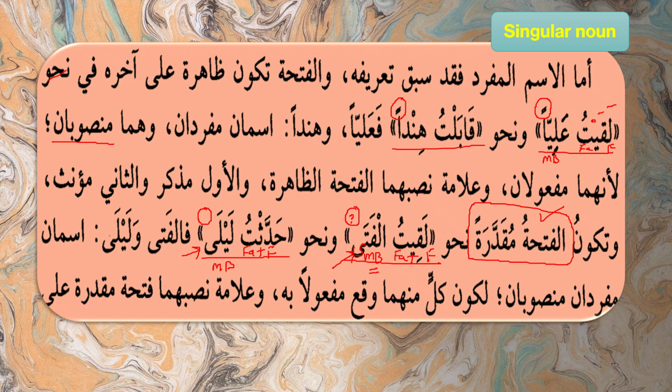So the first example, you saw two examples here. It is fatha zahira. Why? Because it is a normal noun with a sahih letter at the end. But what is happening here? Why is it muqaddara? Just because it has a weak letter at the end. So you have to remember these two situations where a fatha can be visible and where a fatha can be muqaddara.